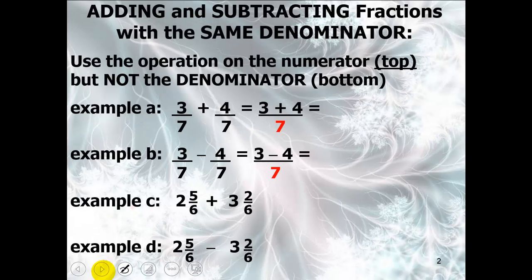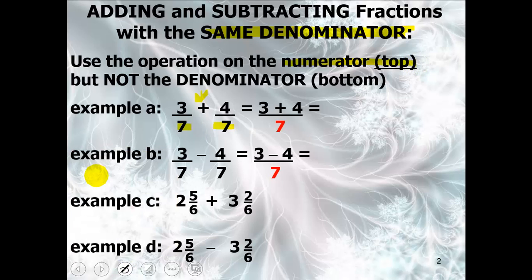Adding and subtracting fractions with the same denominator. I'm going to highlight this. This is the key, same denominator. When you have the same denominator, you have divided your whole thing into equal parts. So if you have 7 in the denominator here and 7 in the denominator here, you have like things or equal parts, all right? So when you have the same denominator, all you have to do is apply the operation that's indicated to the numerator, to the numbers in the top only, but not the denominator. You just carry that number forward, all right?